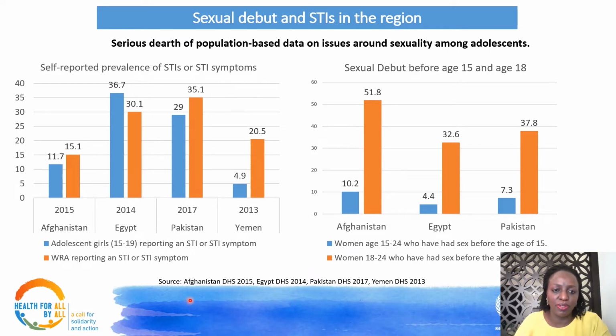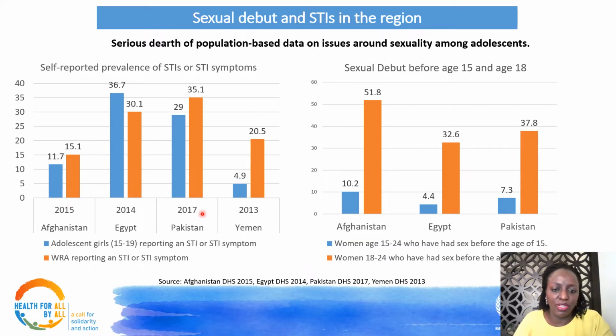So we have 2 graphs on the slide. The first one looks at a comparison of self-reported prevalence of STIs and STI symptoms versus the annual reporting. And you'll see that for Afghanistan, Egypt, and Pakistan, there is some correlation between the blue, which is the self-reported symptom, versus actual STI diagnosis, compared to the orange, which is the annual report from the country.